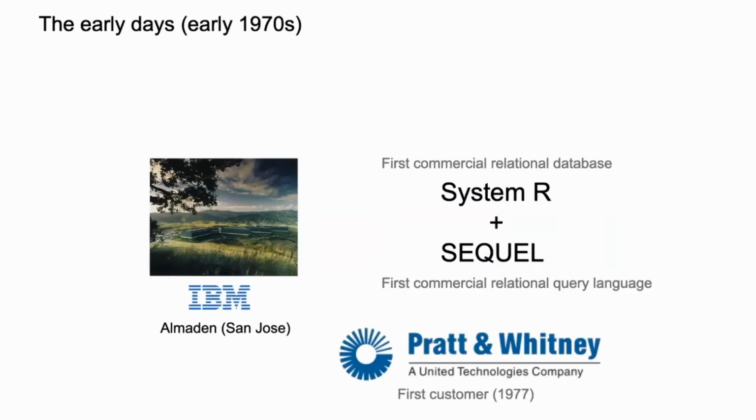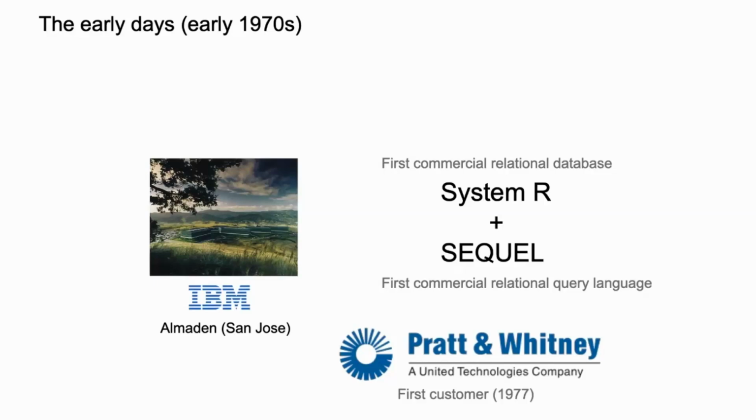And it was created in San Jose in California. The laboratory actually still exists. IBM still has some laboratory there. And the first commercial implementation of Edgar Codd's idea was called System R. And the language was called SEQUEL, for Structured English Query Language. The goal of SQL was to be easy to use and understandable, even without much computer science skills, to make it accessible for everyone.